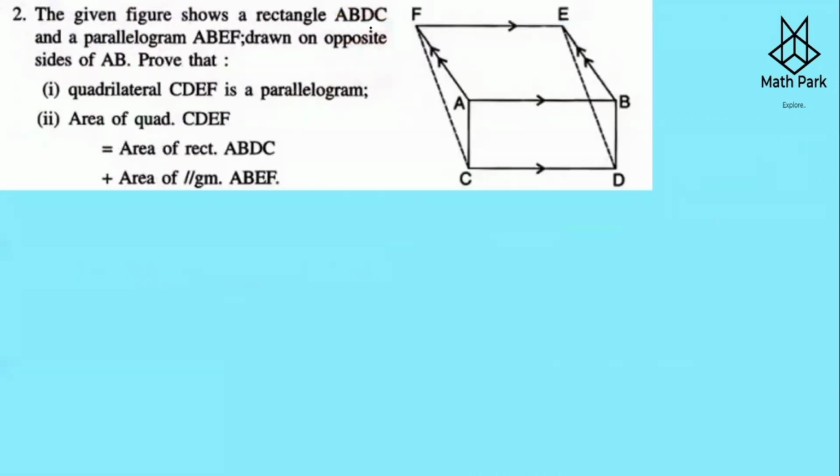The given figure shows the rectangle ABDC and the parallelogram ABEF drawn on the opposite sides of AB. Prove that CDEF is a parallelogram. Now, we already know that AB is equal to CD, as they are the opposite sides of the rectangle ABDC. And we also know that AB is equal to FE, since they are the opposite sides of the parallelogram.